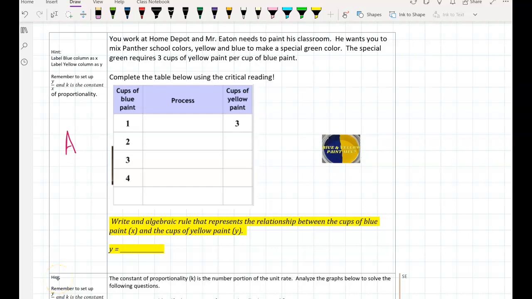Greetings, math friends. Today we're taking a look at yet another lesson around the idea of proportionality, proportional relationships, and the constant of proportionality. So let's take a look at this very first question.